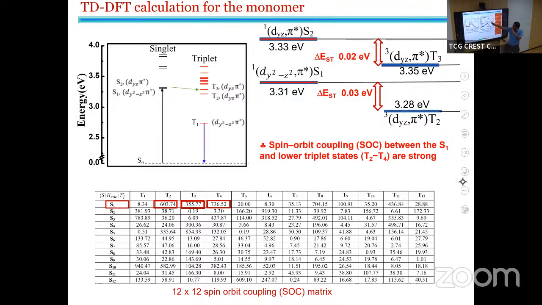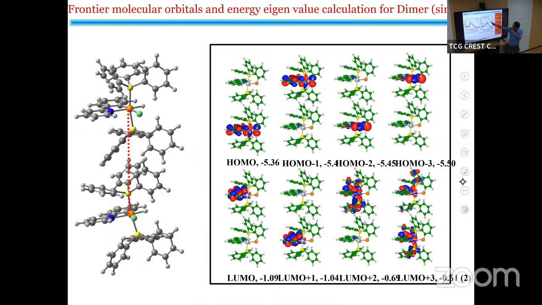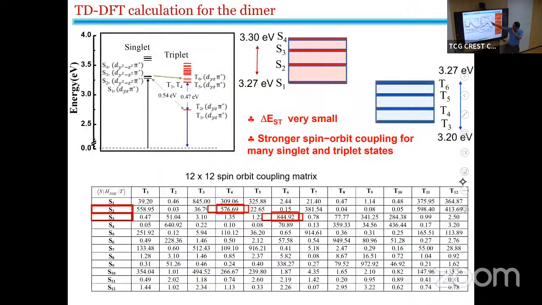After the monomer, we took the dimer and calculated the same, and we found that some of the singlet and triplet states reside very close together, giving a very small singlet-triplet gap. We can also find the spin-orbit coupling between some of the singlets and triplets. It is very strong, so this gives the opportunity for intersystem crossing.